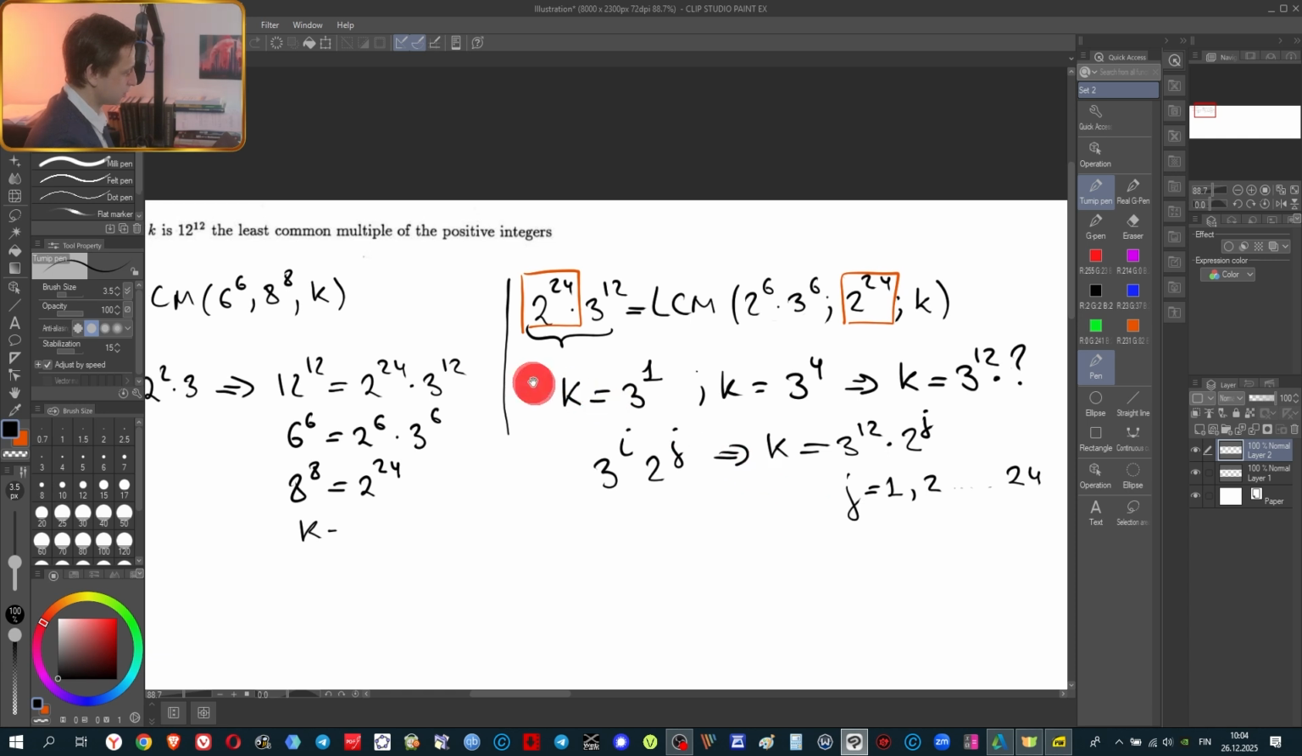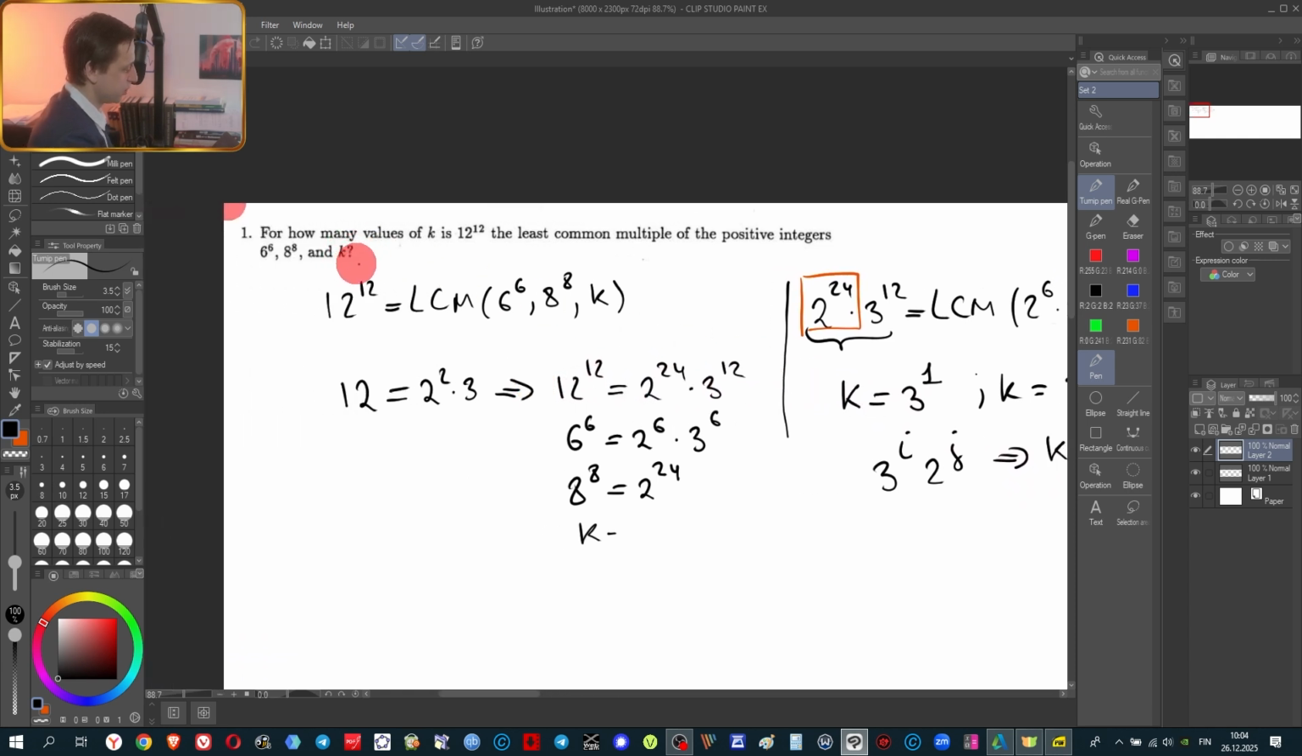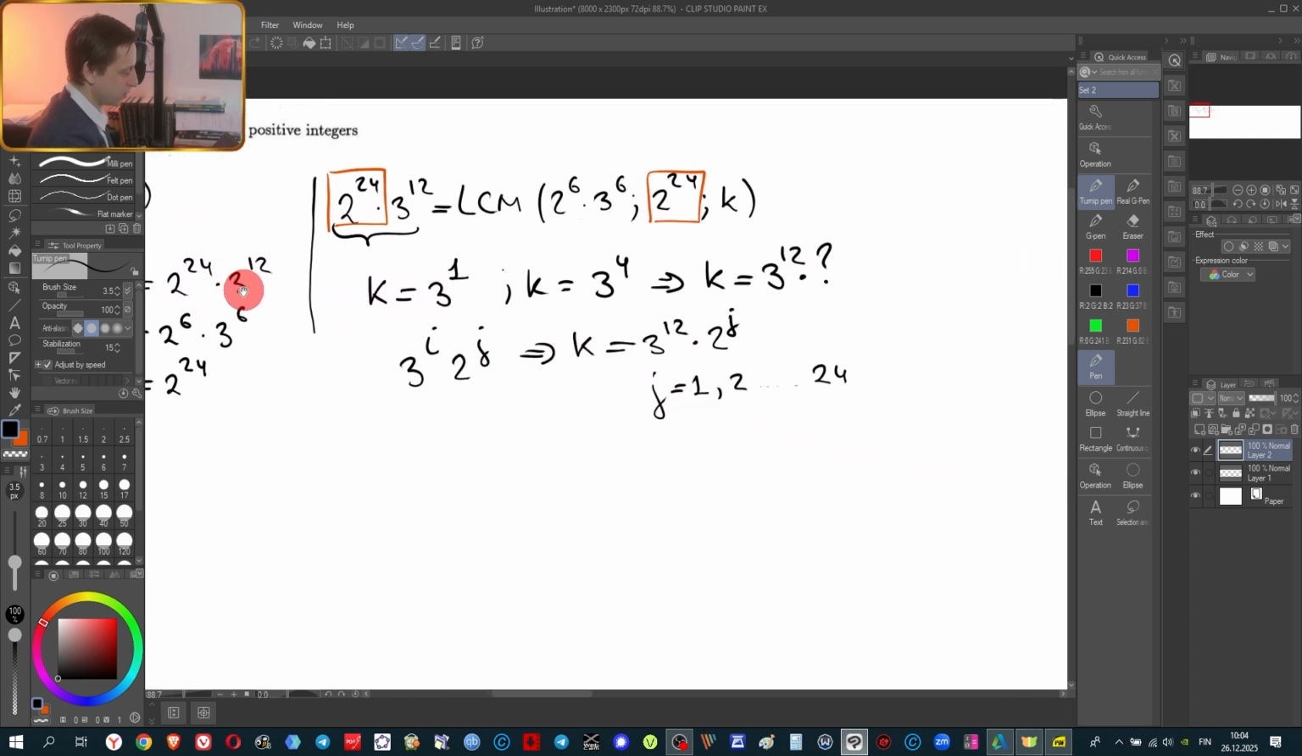So you are asked how many different values of k work. And it looks like you should tell the answer 24, because each value of j gives you a different value of k, and it looks like you found 24 options. But the main trick here is that you should also notice that j equals 0 works perfectly for you, really.